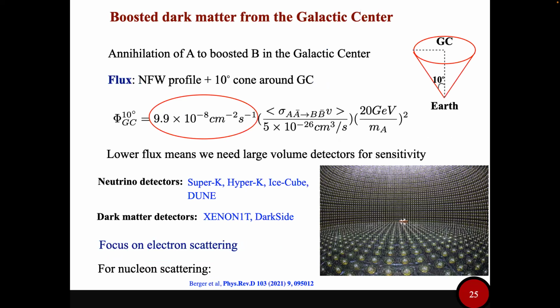So I can look at many different areas, like for example, the galactic center. The galactic center is really huge from where we are. So I'm going to take a 10-degree cone of the galactic center. And for 20 GeV WIMP dark matter that annihilates into boosted B's, I'm going to have this really tiny flux. Now, it's not the end of the world. Even though I have a tiny flux, these particles are moving really, really fast. They're moving almost like neutrinos. So I should still be able to see them in these really huge experiments.